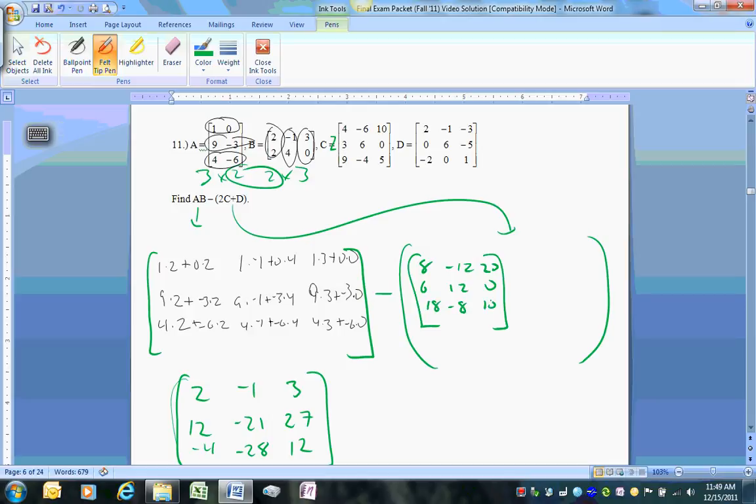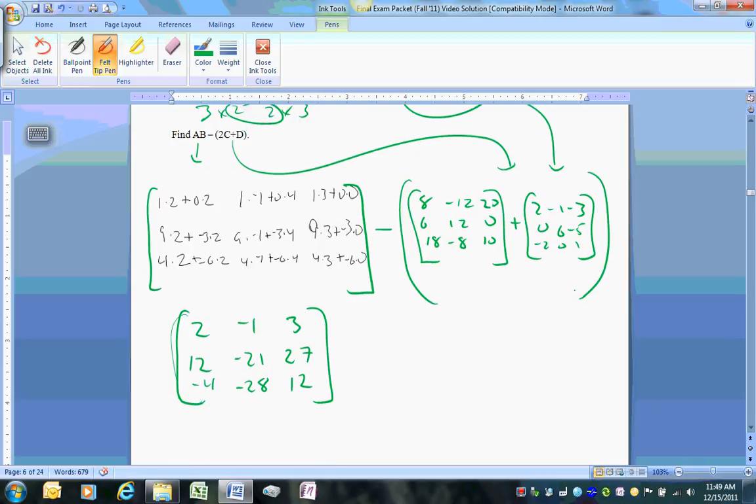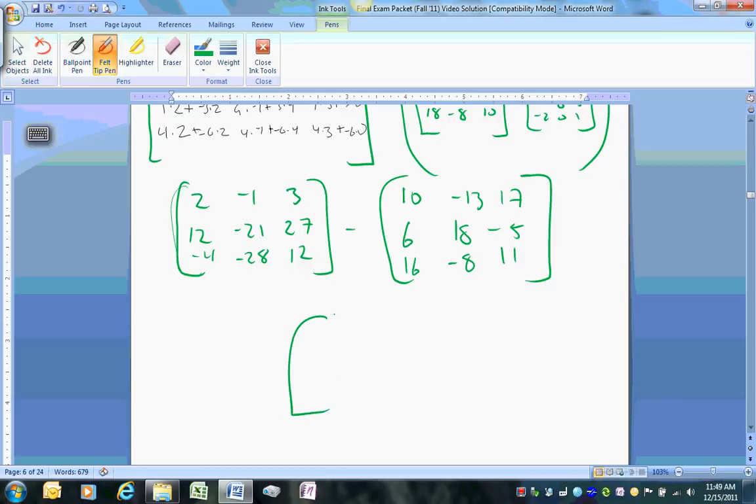18, -8, and 10, plus, and we ran out of room, that'll be 2, -1, -3, 0, 6, -5, -2, 0, 1. Add them up. -10, -13, 17, 6, 18, -5, 16, -8, 11. And then finish it up, we should get -8, 12, -14, 6, -39, 32, -20, -20, and 1.